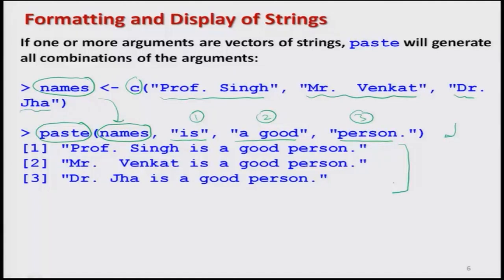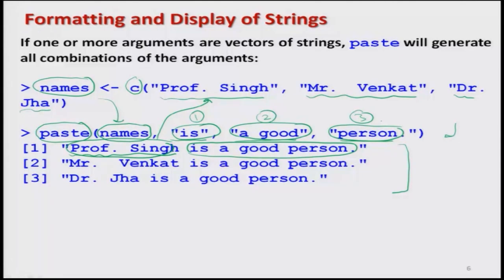First, we try to understand what this outcome is and how it is coming. You can see here, it is writing Professor Singh, and then "is a good person". This Professor Singh is coming from the first element in my vector names. And then "is a good person" is coming from here: "is a good" from here, and "person" from here. Finally, it gives me the complete sentence, Professor Singh is a good person. Now, in the next command, R automatically goes to the second string, Mr. Venkat. It chooses Mr. Venkat and writes "is a good person" by repeating the same string.